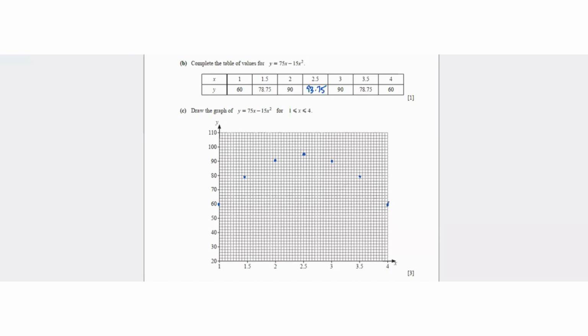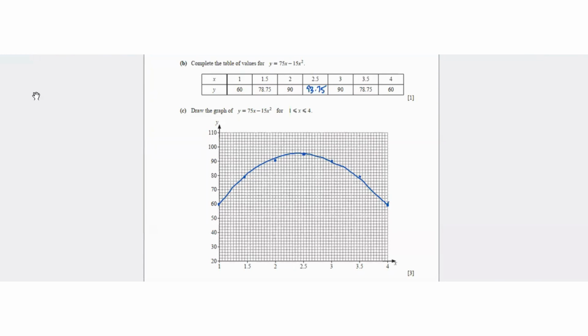Yeah. So now if we connect these, that's going to give us the graph for this. Since I'm drawing freehand, it's really rough, but once you do it on paper correctly, it would look much neater.